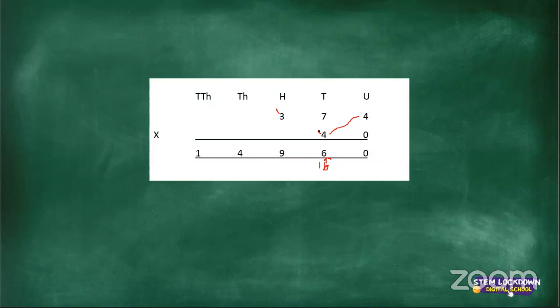Then we're going to take this 4 and multiply it with the 7. So 7 times 4 is 28. So we take this 28 and add it with that 1 and we get the answer 29. So we take our 9 and then we're going to carry a 2 here.